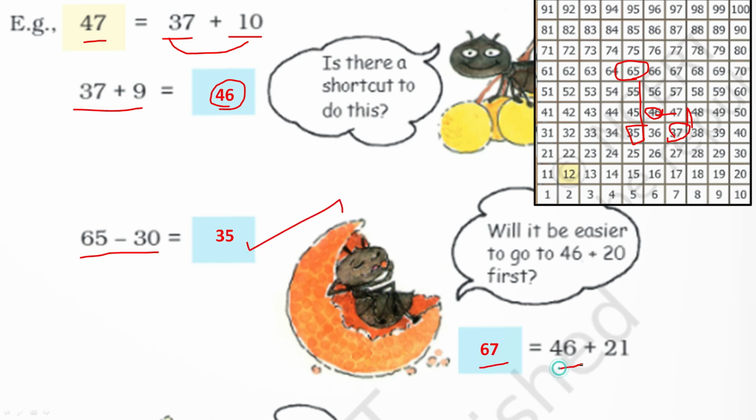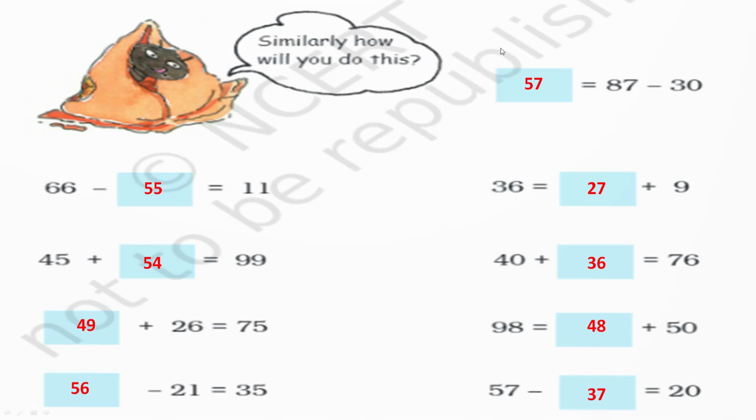46 plus 21. Add these two. 6 plus 1, 7. 4 plus 2, 6. So the answer is 67.